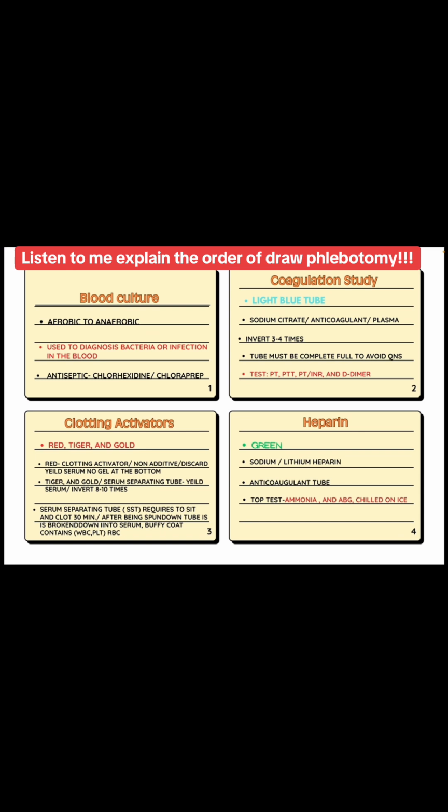Now, let's start off with our blood cultures. Blood cultures are the first sets of bottles or samples that we would collect when it comes to the order of draw. Even with the blood cultures, it has its own particular order of draw, and that is from aerobic to anaerobic, from oxygen to no oxygen.